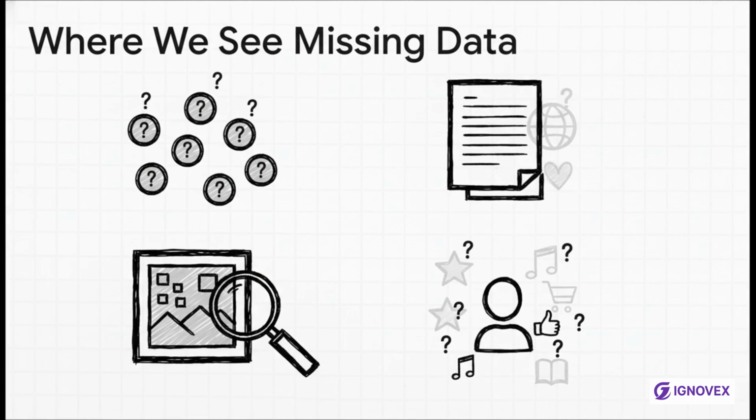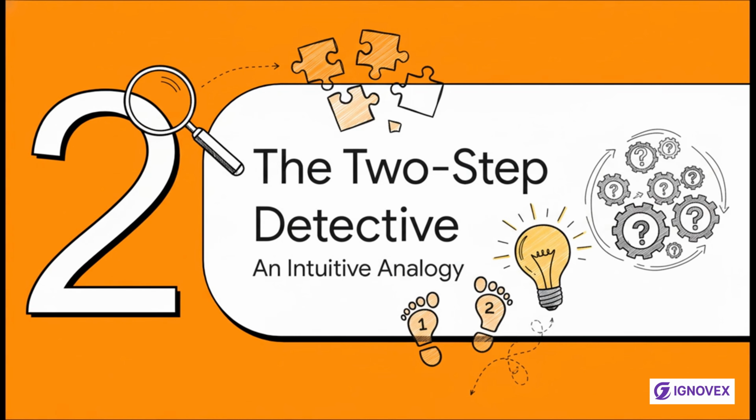And this isn't some niche academic issue. It is everywhere. When you're trying to cluster customers, the actual group labels, that's missing data. In NLP, the true topic of an article is a hidden variable. In recommendation systems, you don't know a user's true preferences. You only see what they click on. In all these situations, the key information is missing. So how in the world does EM crack this case?